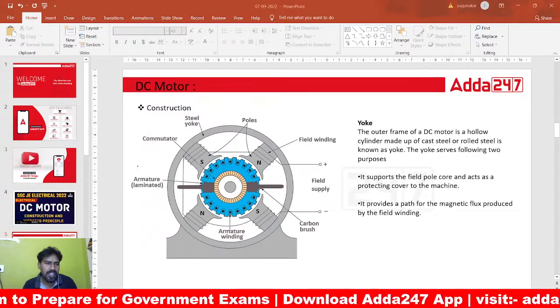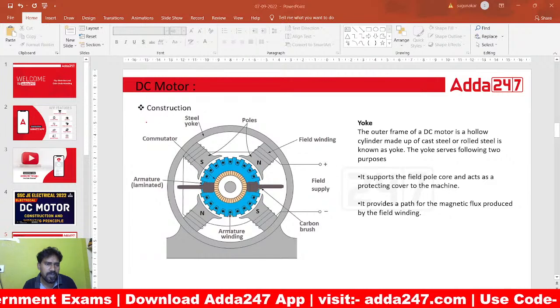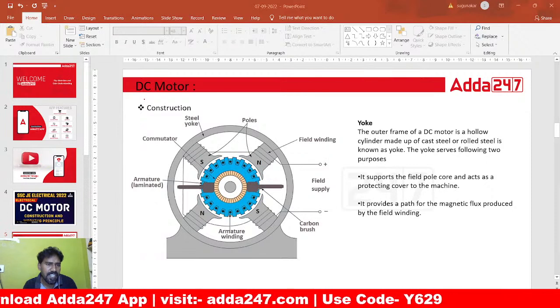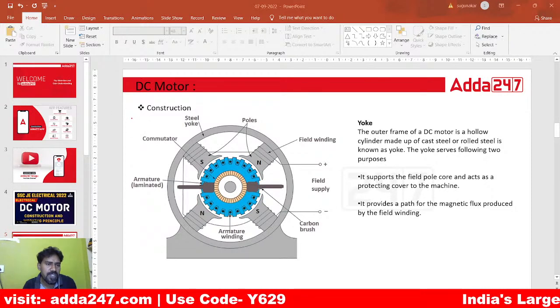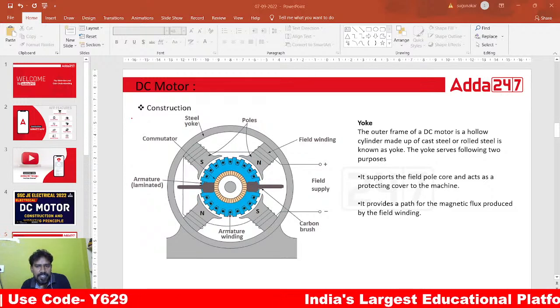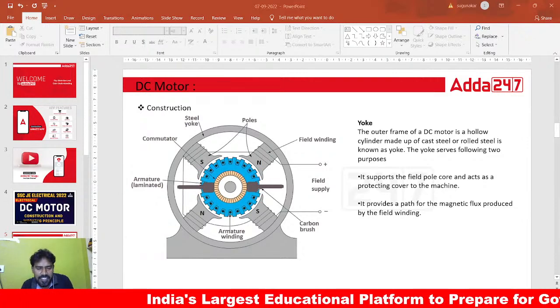So the flux produced by the field winding is linking with the armature winding accommodated in the armature slots. Then what will happen? According to Faraday's law. What is Faraday's law?